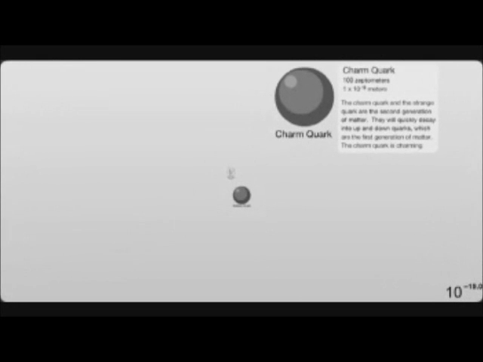Bottom quark. The bottom quark is also called the beauty quark because it is so flawlessly beautiful. It is third generation and quickly decays into first generation quarks, like up and down. The charm quark. The charm quark and the strange quark are the second generation of matter. They will quickly decay into up and down quarks, which are the first generation of matter. The charm quark is charming.